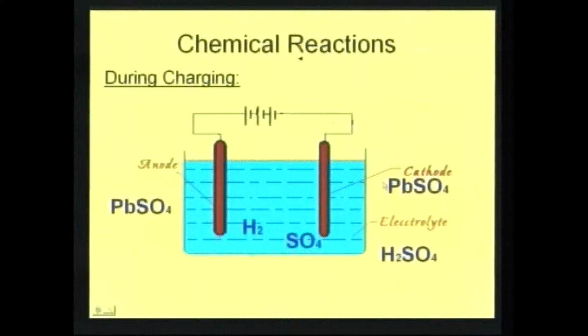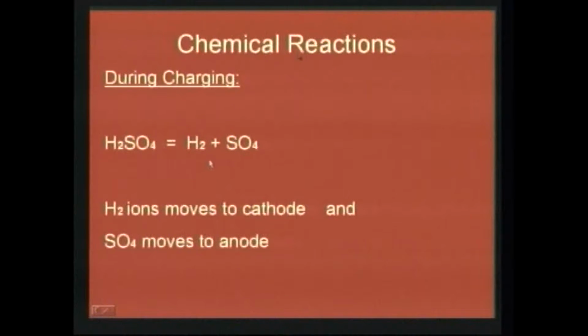Now we look into the chemical reactions during charging. During charging, the anode and cathode both have become lead sulfate, which is white in color. Now during charging, the electrolyte here again splits up into H2 ions and SO4 ions. Again, here the SO4 combines with H2 and becomes H2SO4.